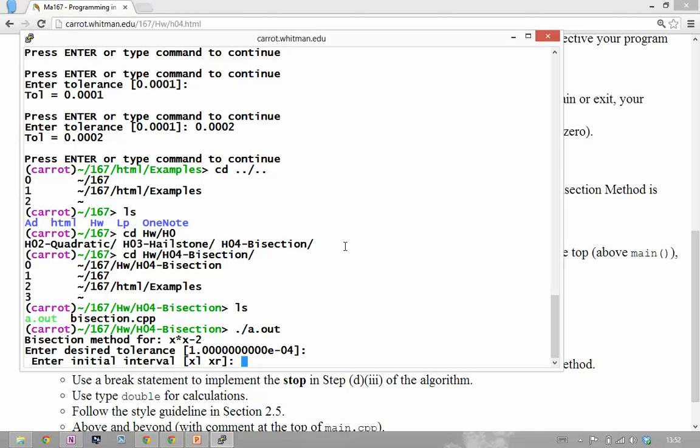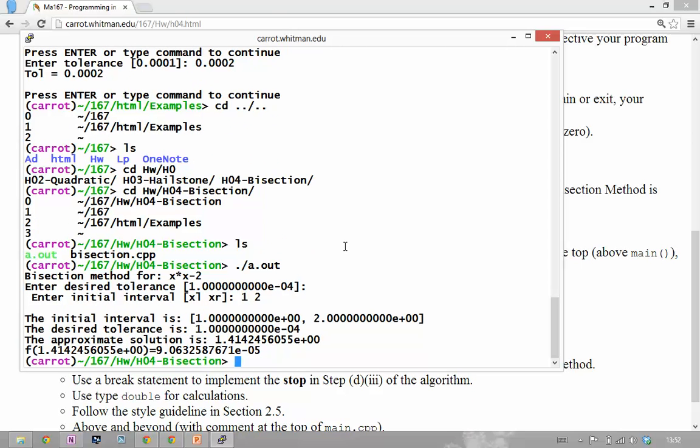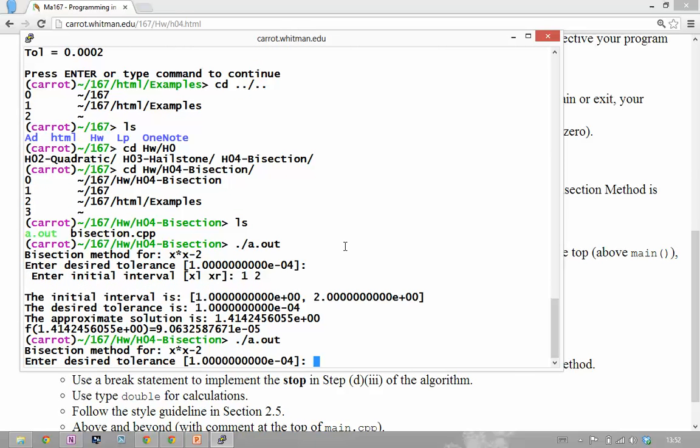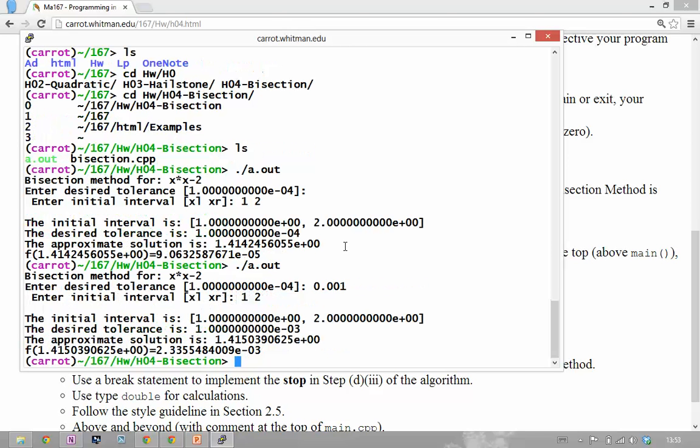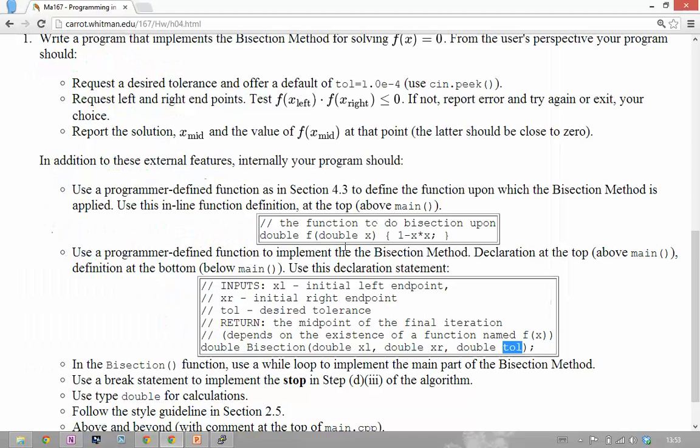And then I'll do an initial interval. And there's my output. On the other hand, I can put in 10 to the minus 3, for example, and 1 and 2, and get a slightly less accurate result. I'm sorry, I know I'm holding you over time here.